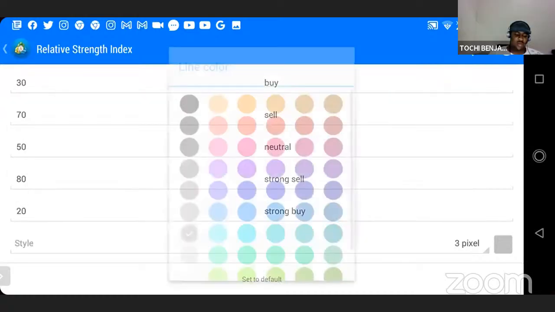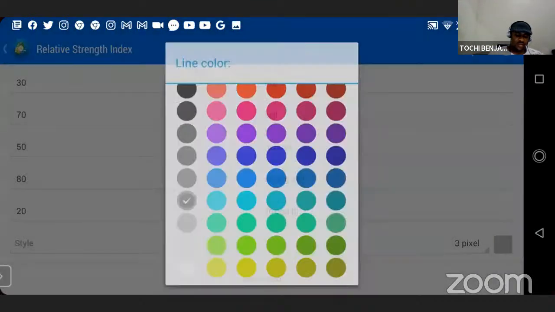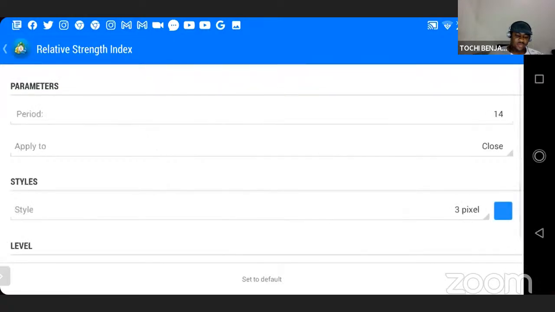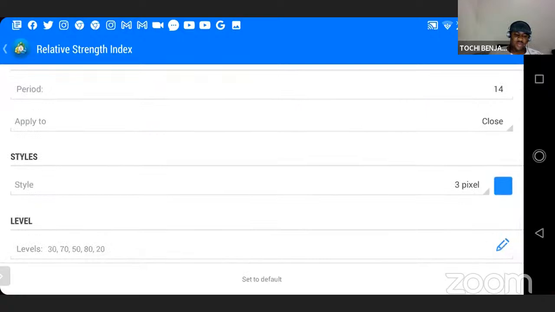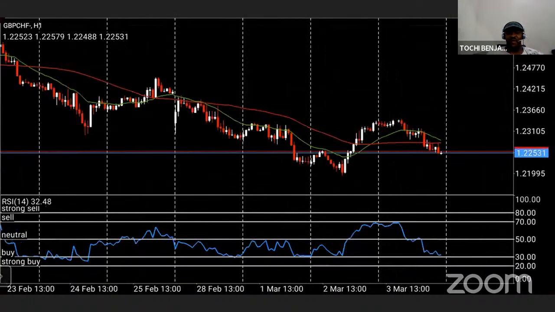Let's change the color to white. Let's look at this. We'll go to dawn. Now if you look at my chart, you'll see 20, 30, 50, 70, and 80. So this is the GBP chef we're talking about. And I say GBP chef is bearish because the higher time frame is bearish.